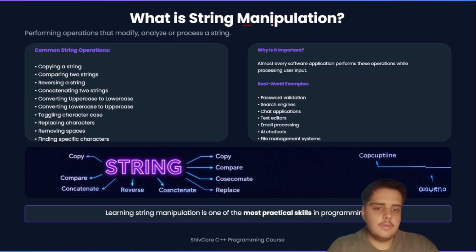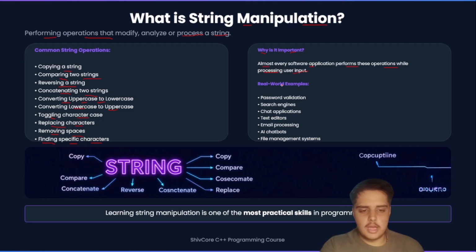Coming next, what is string manipulation? String manipulation performs operations that modify, analyze, or process a string. Common string operations are copying a string, comparing two strings, reversing a string, concatenating two strings, converting uppercase to lowercase and lowercase to uppercase, toggling character case, replacing characters, removing spaces, finding specific characters. So why is it important? Almost every software application performs these operations while processing user input.